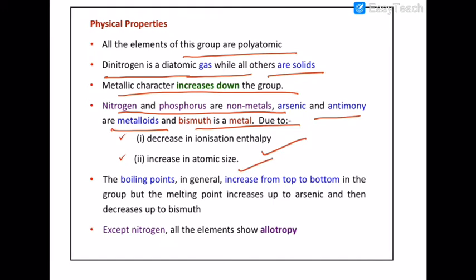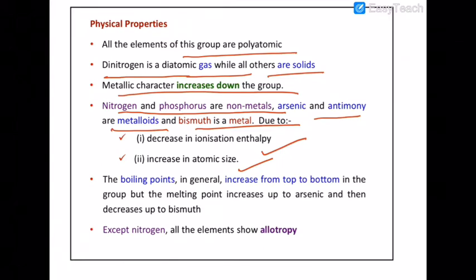Remember that bismuth shows different properties than the other elements of the group because bismuth comes after the lanthanides. So it experiences all the post-lanthanide effects, like its valence electrons being poorly shielded, and it experiences a higher nuclear charge than the expected values.